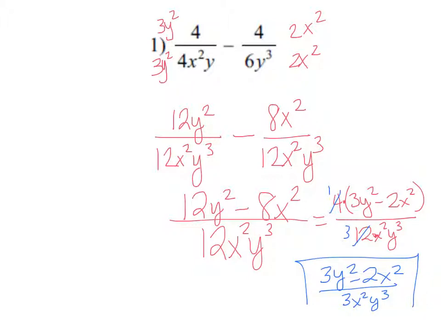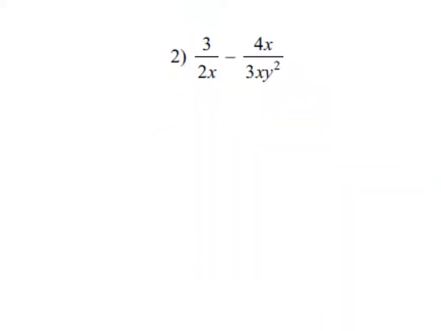Okay, let's try another one. Okay, again we have two monomials, so we're looking at trying to get a common denominator between these two things. So I have to find the smallest number that 2 and 3 both go into. And so that would be 6. So this side times 3, this side times 2.